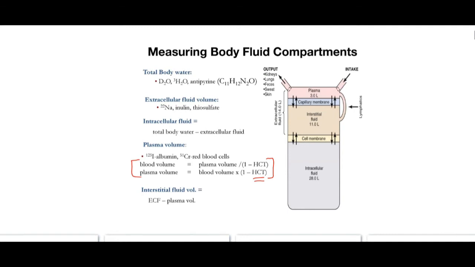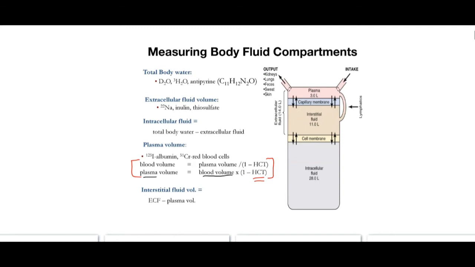So if you want to convert between the two, you take your blood volume, which we'll show down here, and you multiply it by the part of the blood that is not cells. If your hematocrit tells you how much is made up of cellular components, the part that is liquid is going to be 1 minus the hematocrit. So if your hematocrit's 0.45, what would you multiply this by? 0.55, right? Because that's the liquid component of your blood, and that will give you your plasma volume.